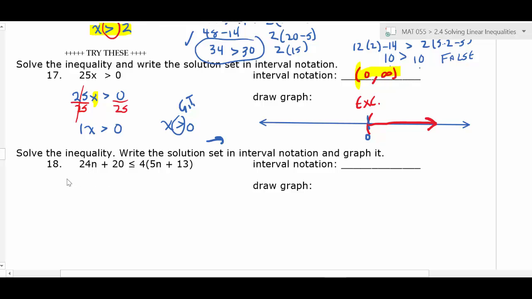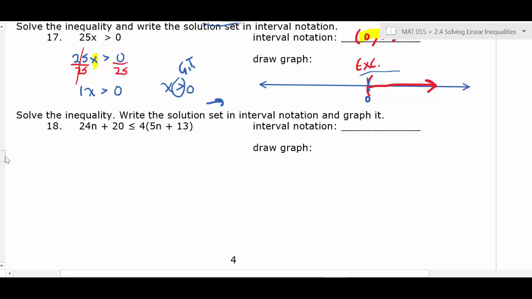Okay, next problem. This one you're going to have to work out, a little bit more work algebraically on this. So we have 24n plus 20. You can't do anything with that because those are unlike terms. Distributive property, 4 times 5n is 20n. 4 times 13 is 52. Okay, then you can rearrange.